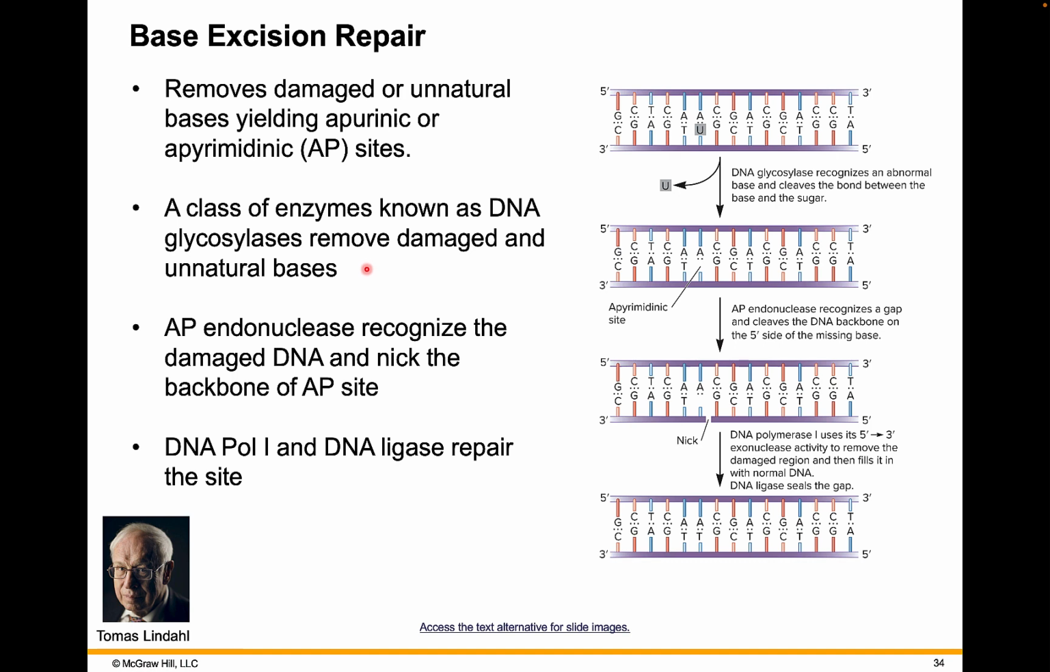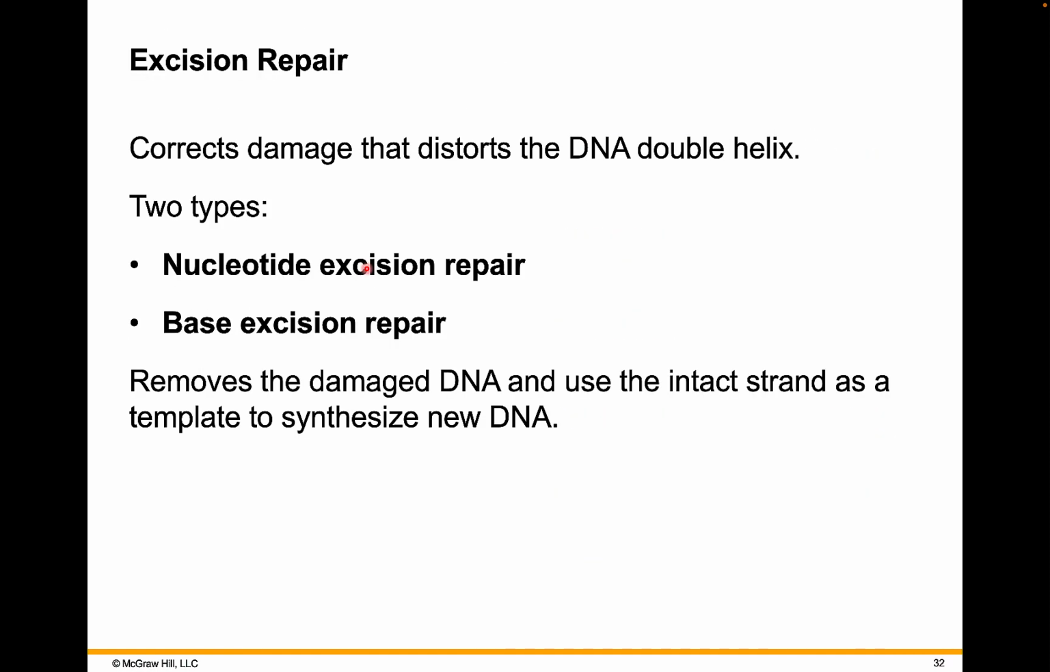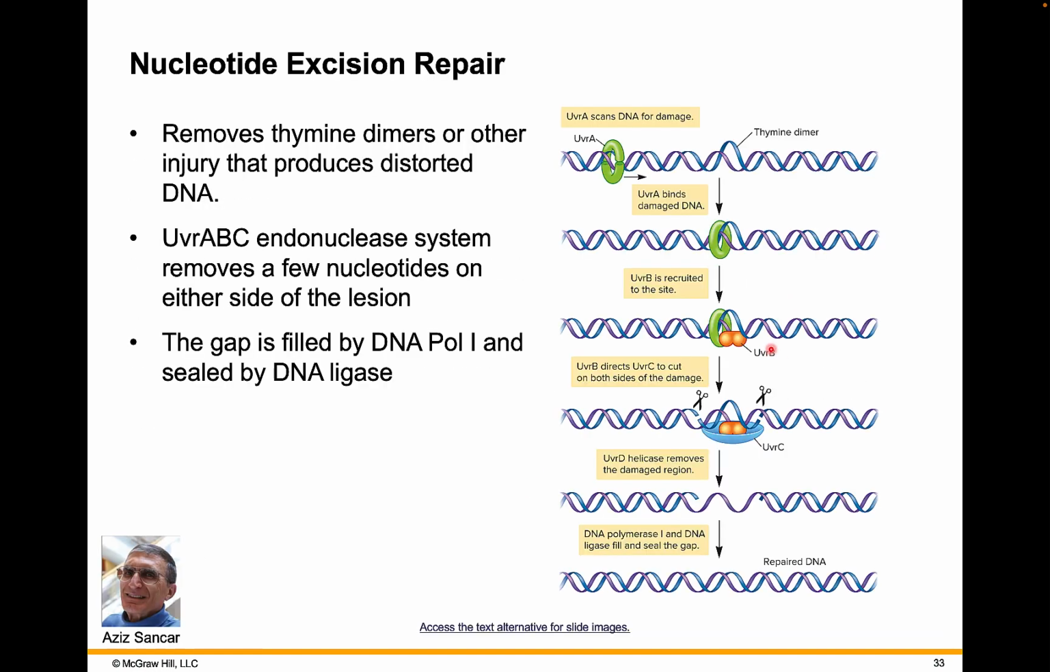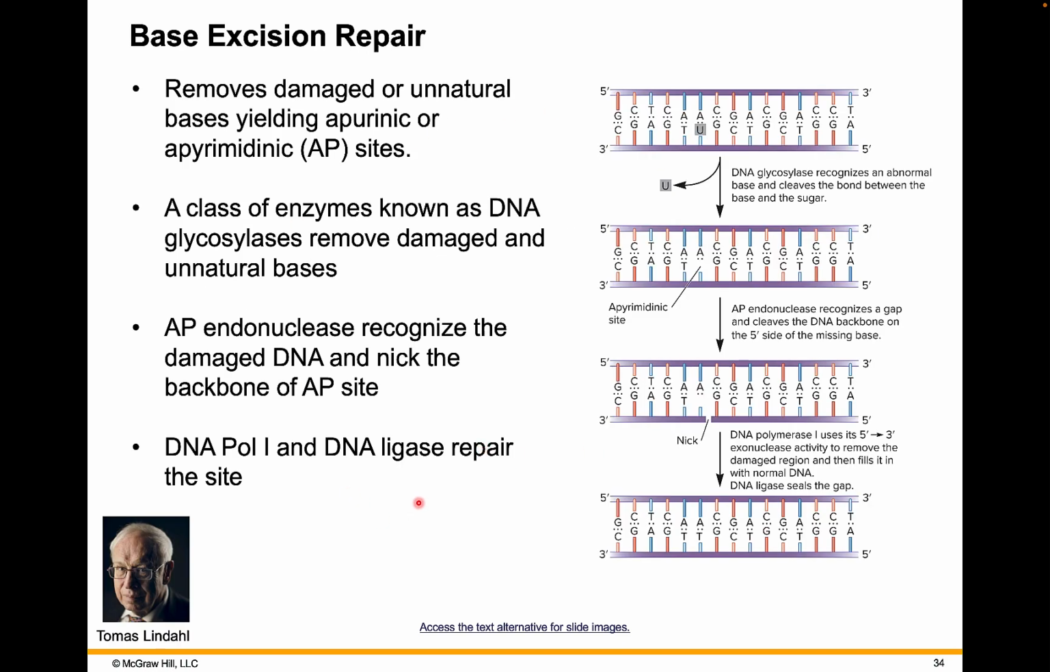So as you can see, each of these actually involves an entirely different mechanism. One is MutSLH and UvrD related repair. One is UvrABC related repair, and one is DNA glycosylase and AP nuclease based repair. All are different systems and were discovered by different scientists. All these scientists together got the 2015 Nobel Prize.